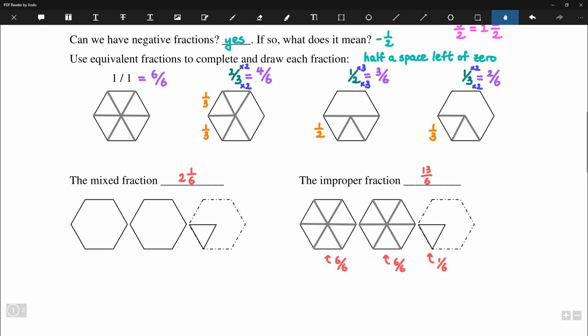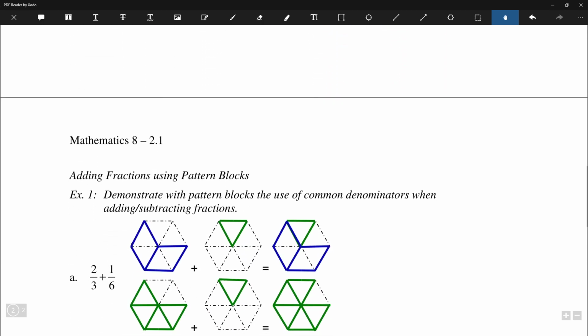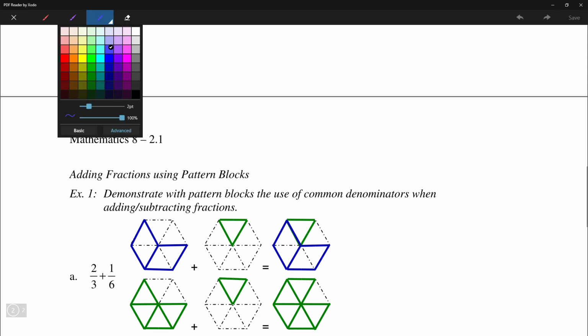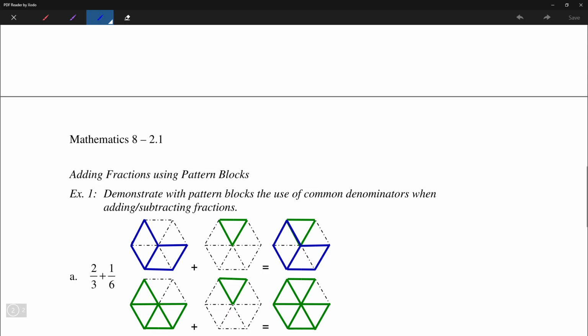Now we're going to add fractions, first by using some pattern blocks. So here we go. We have 2/3 plus 1/6 as our first question. So here we color-coded everything. So this is 1/3 and 1/3. So all together we have 2/3. Next to that we have 1/6. And if we add them together, well, we can combine them and we'll be missing this triangle here from 1.